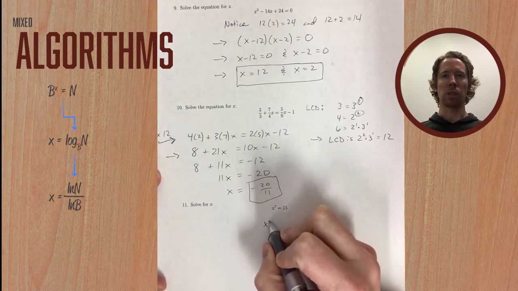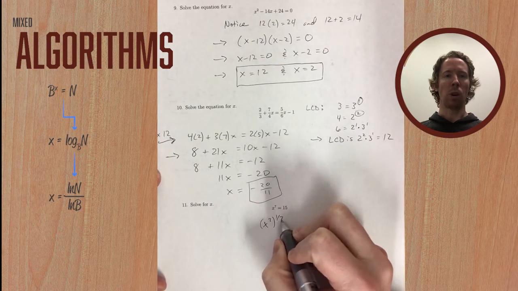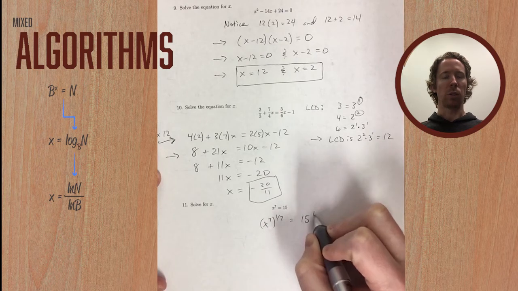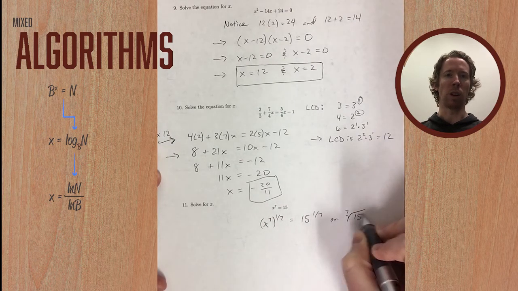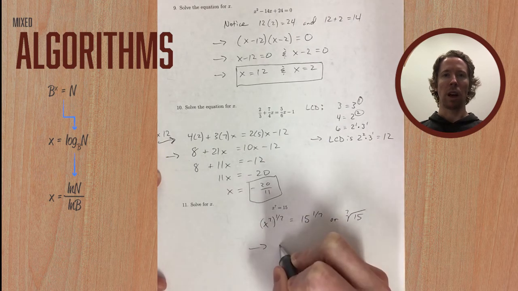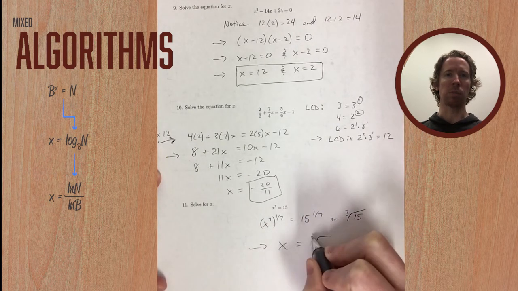And then this last one is another exponential equation where we're solving for the base. So I can quickly just take the 7th root of both sides or raise it to the 1/7 power. I don't need a plus or minus because the exponent is odd.